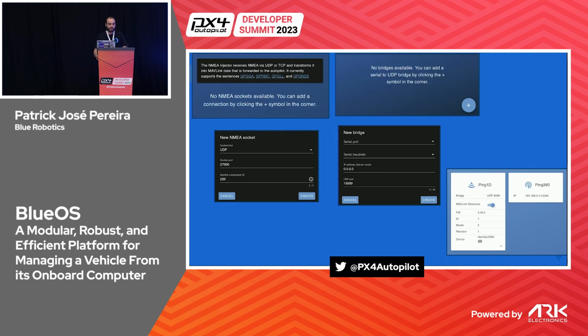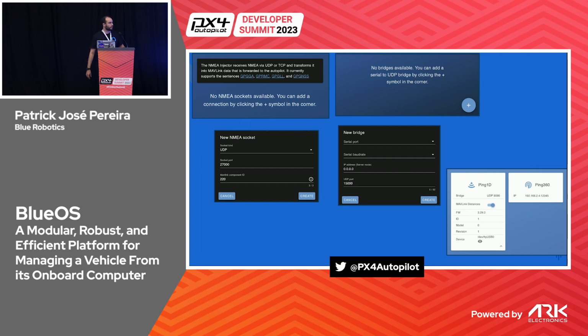We also have NMEA injection. We transform NMEA packages to Mavlink, and with that inject this Mavlink data directly on the flight controller. The user also has the option of creating serial to UDP bridges. So if you have an Arduino or any serial device connected to the Linux computer, you can create this bridge that allows other services or your software running on the Surface computer to access the data.